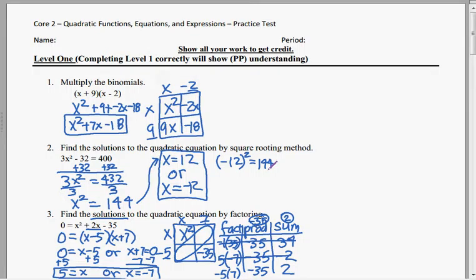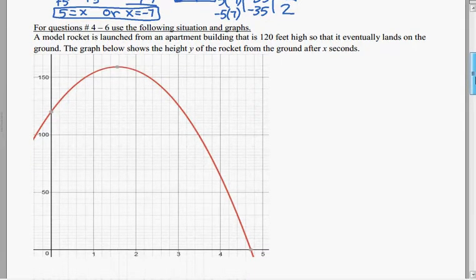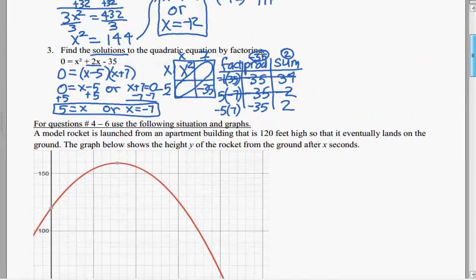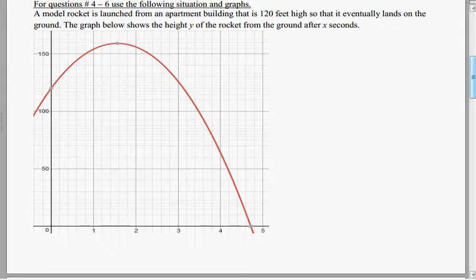This is Core 2 video for our quadratic functions, equations, and expressions practice test, getting us ready for our test this week. So we've done questions 1 through 3 in our first video. I'm going to do questions 4 through 6 now in this video. Questions 4 through 6 use the situation that's shown in the graph.